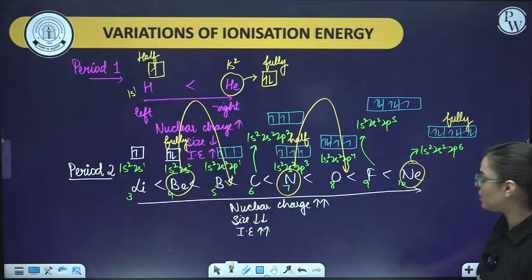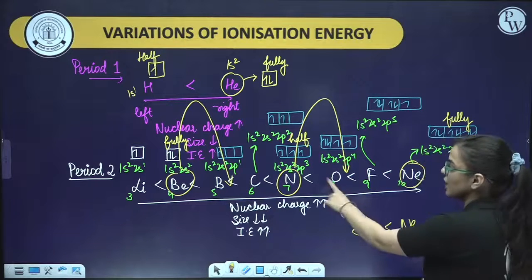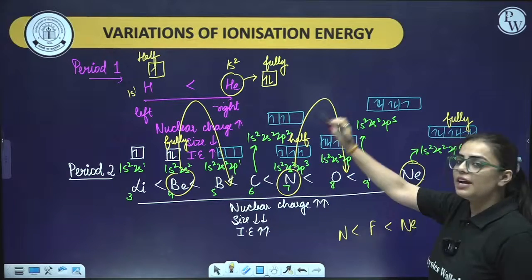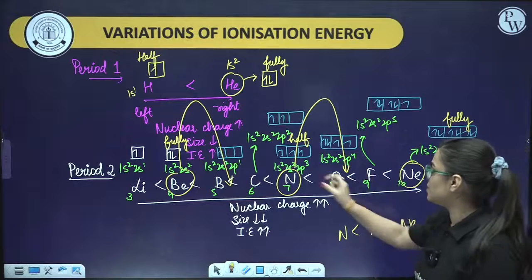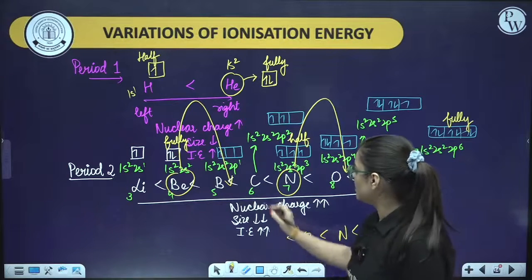So what will be the order? The order will be neon will have the highest, then fluorine. Now oxygen won't come here, nitrogen will come. Why nitrogen? Because it is half filled, so it is quite stable. Its value will be more than oxygen. Then it will be oxygen, and then it will be carbon.